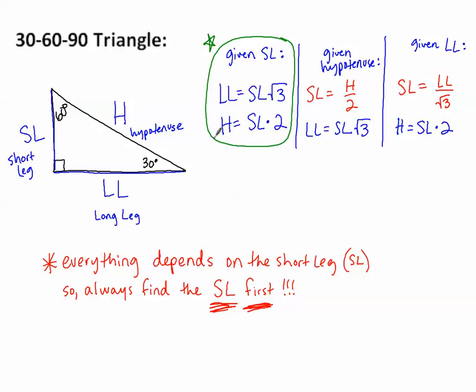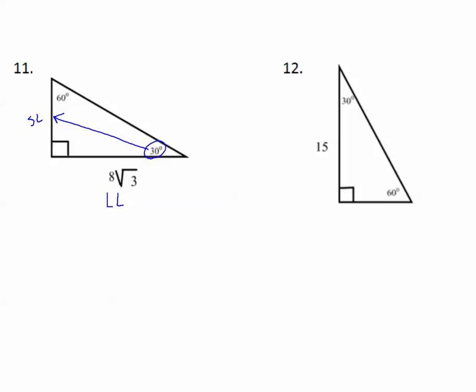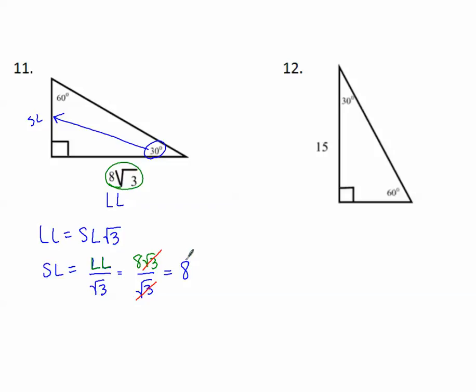Then think of which direction you're going. Do you have to go backwards? Do you have to do the opposite? So let's go back to those problems. Here's my long leg. I want to find the short leg. So again, I think to myself, my long leg is short leg times square root of 3. So going backwards, making it smaller, my short leg will be my long leg divided by square root of 3. So what's my long leg? 8 radical 3. I'm dividing it by radical 3. So what happens? The radical 3's divide out, and I'm left with just 8. 8 is my short leg.